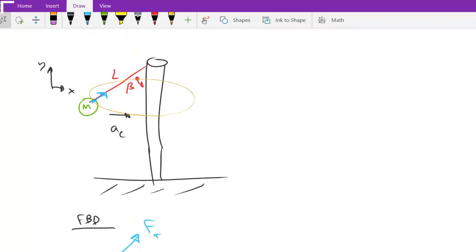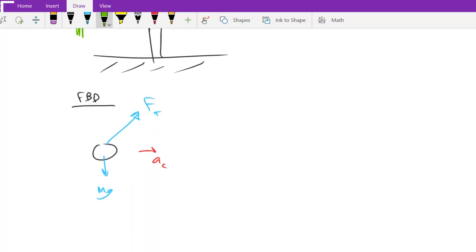If it's moving around at the top of this pole, but it's moving in a horizontal circle, it's only accelerating in a horizontal plane. It's not accelerating in a vertical plane. It's not accelerating in the y direction. It's only accelerating in the x direction. So we would say that we have some y component here. Call this Fy. There's also some x component here, Fx.